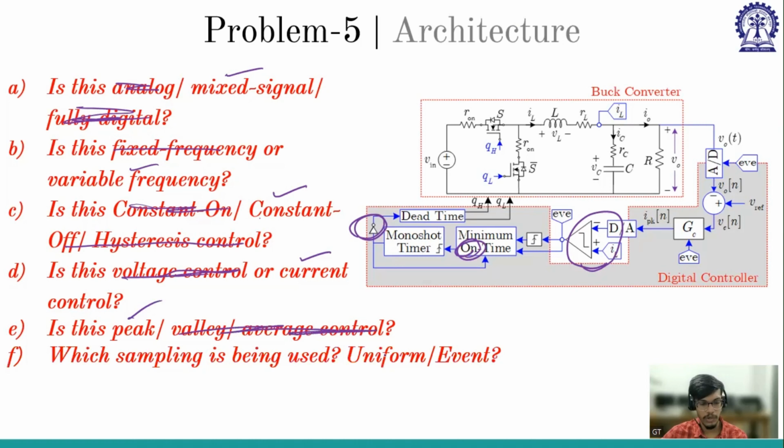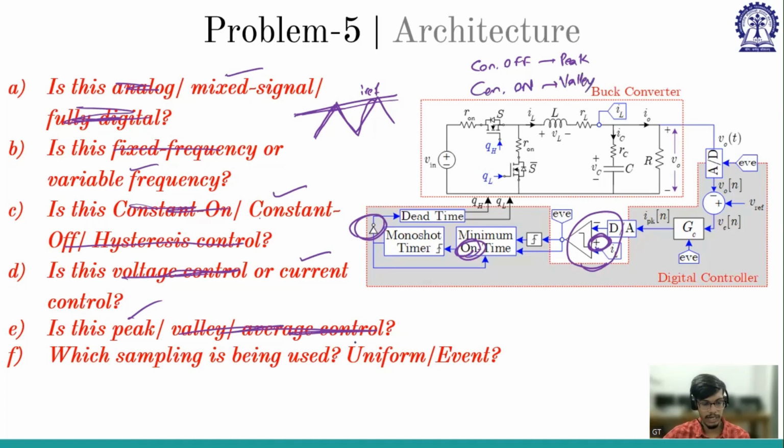And with sampling. Sir, how can we say that it is peak or valley? That is a good question. I can decide from the sign. Whenever IL is positive, the reset pulse is coming. Whenever IL is crossing I reference, it is giving me the pulse. So I can say IL is trailing and I reference is leading. That tells me this is peak current mode control. Constant off is always peak, and constant on is always valley.